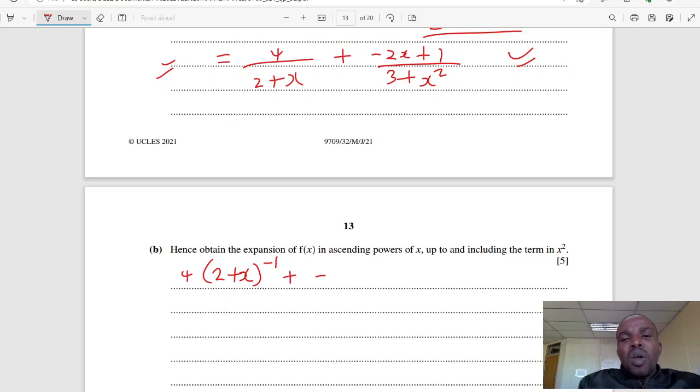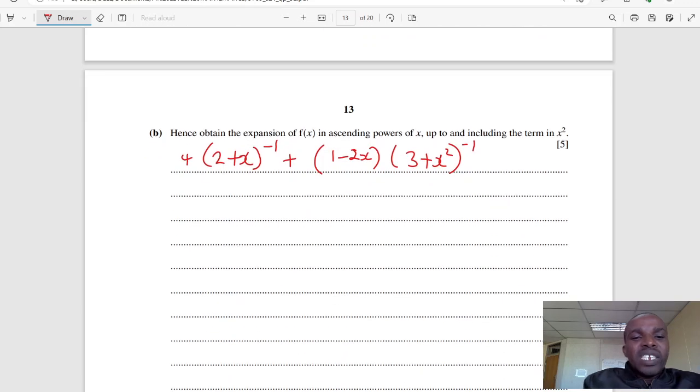Then plus minus 2x plus 1, or 1 minus 2x. Let me just say 1 minus 2x here. Then times 3 plus x squared to the power minus 1, like this. Right? I have to expand first 2 plus x to the power minus 1. Then I'll expand 3 plus x squared to the power minus 1.